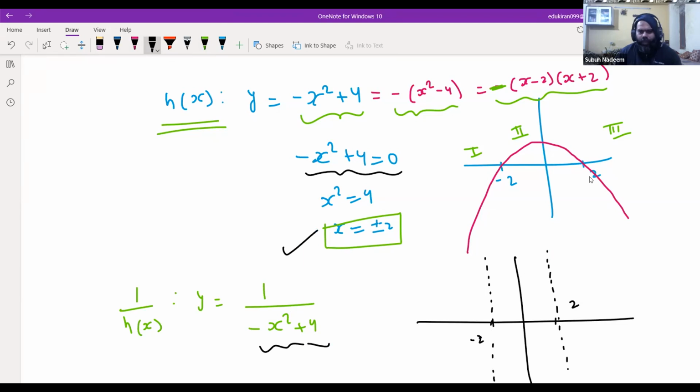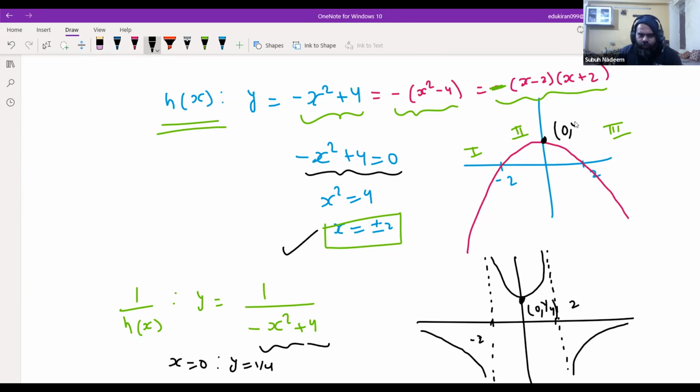And if you draw the graph, you can see that this portion is below the x-axis, so it will be negative. Then this portion is above the x-axis, so this will be positive. This portion is below the x-axis, so it will be negative. And you can find the point where it is cutting the y-axis. So x is equal to 0. When you put x is equal to 0 here, y is equal to 1 by 4. This point is 0, 1 by 4. And here, when x equal to 0, this is 4.